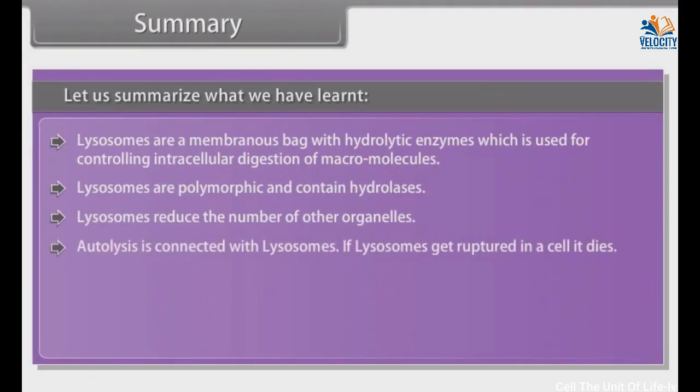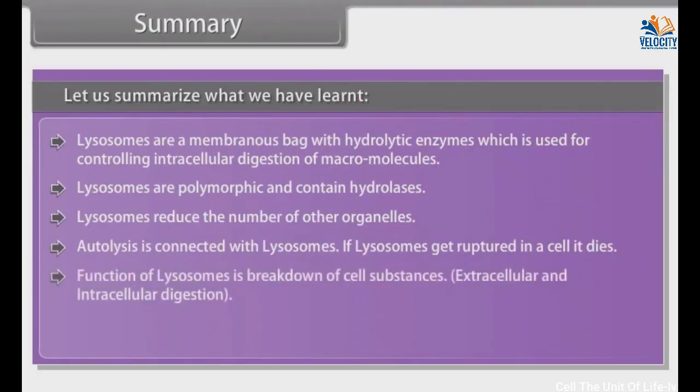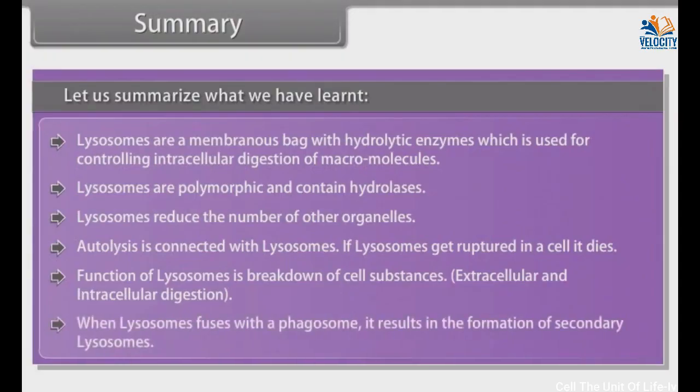Autolysis is connected with lysosomes. If lysosomes get ruptured in a cell, it dies. The function of lysosomes is breakdown of cell substances. When a lysosome fuses with a phagosome, it results in the formation of secondary lysosomes.